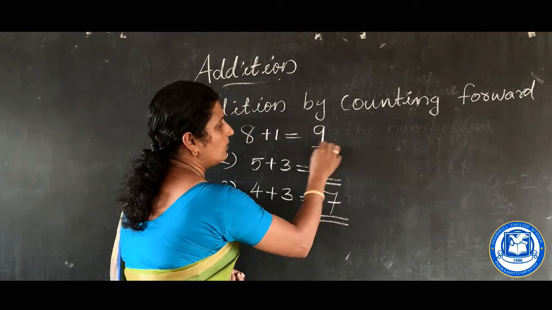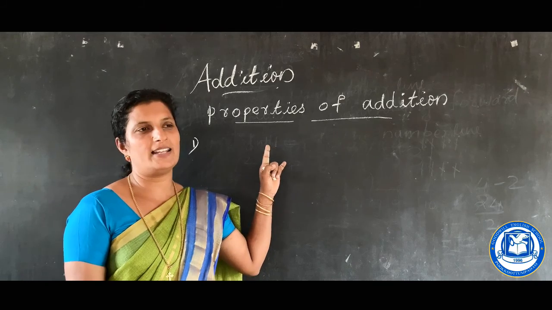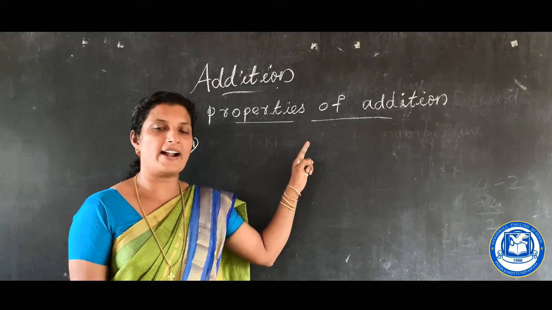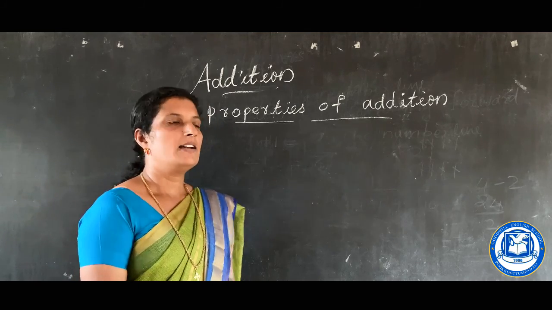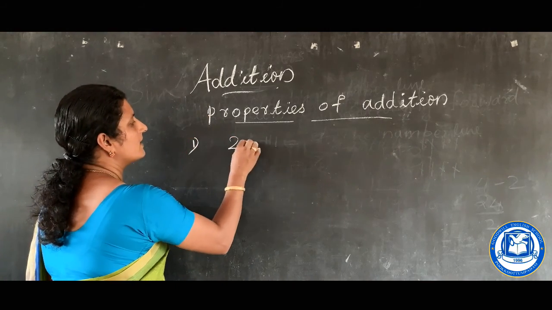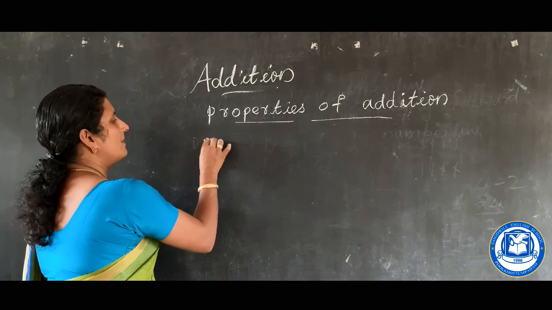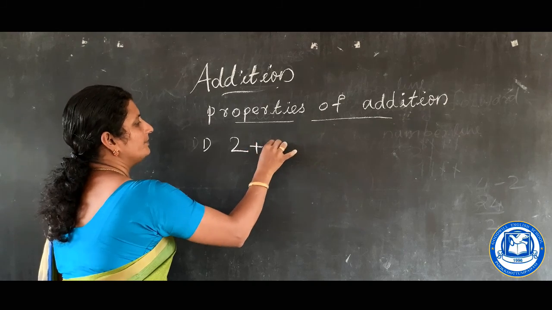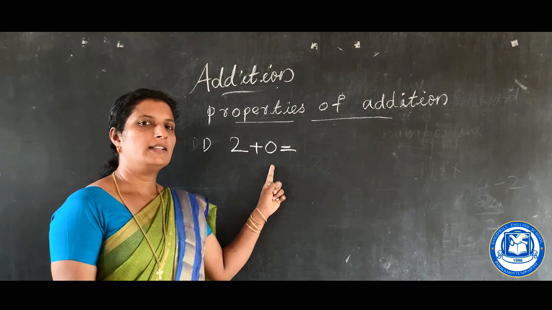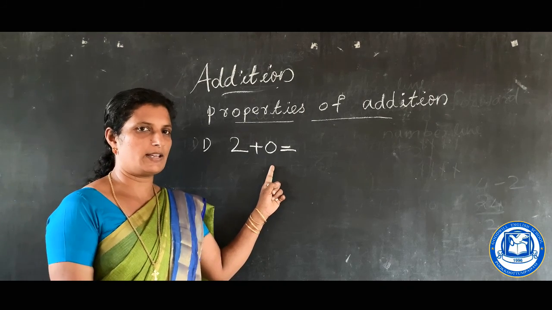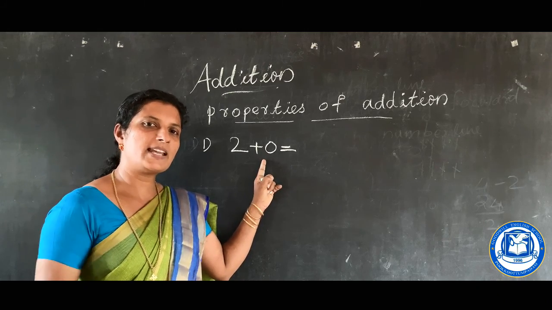This is the answer. Okay, next we have to discuss properties of addition. What is the heading here? Properties of addition. 3 properties are there. First we have to discuss 2 plus 0. Adding 0 to a number gives the same number.